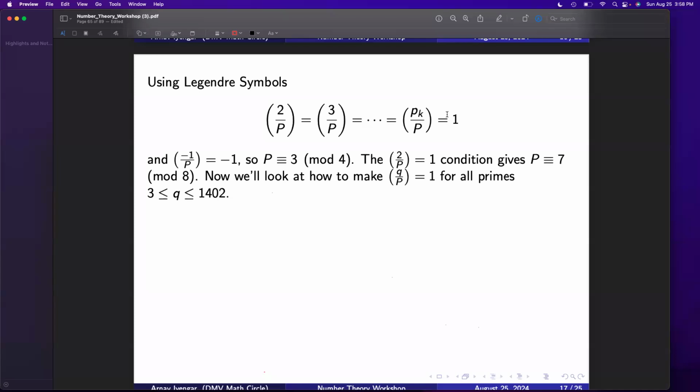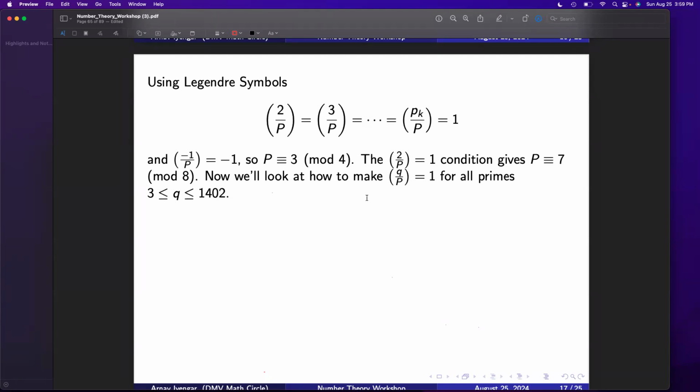Now the 2p condition from the theorem gives that p is either 1 or 7 mod 8, but since it's 3 mod 4, it also has to be 7 mod 8. So that's one modular condition that you need. Now how do you think you can make the other Legendre symbols equal to 1? So you want 3, 5 up until pk all to be quadratic residues mod p. How could we choose p for which this is true? We know p is greater than 1402, but in terms of the primes less than 1402, what could we do?